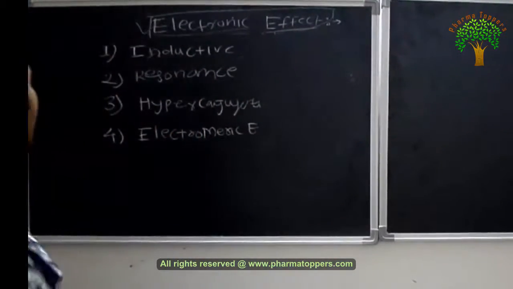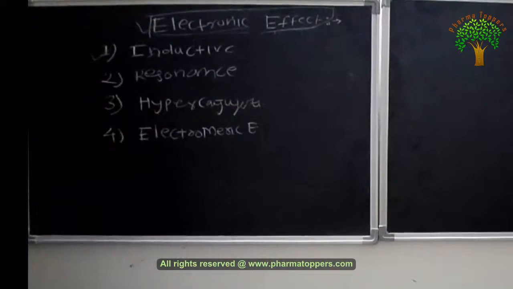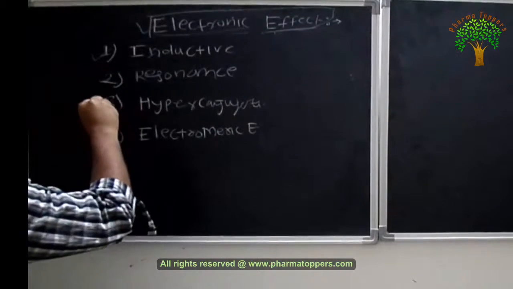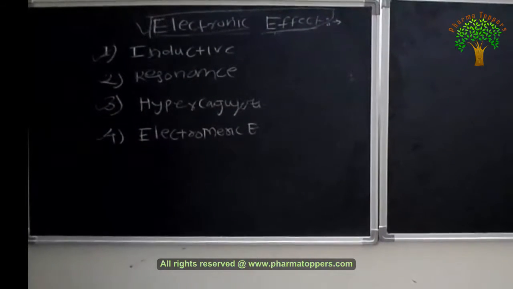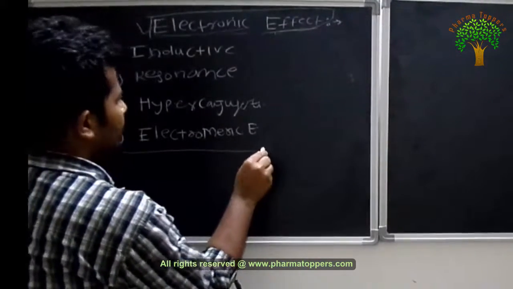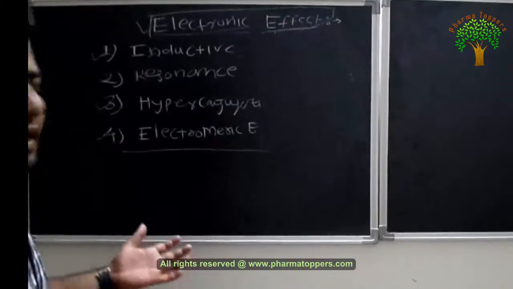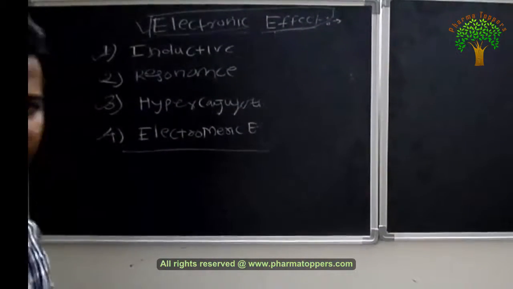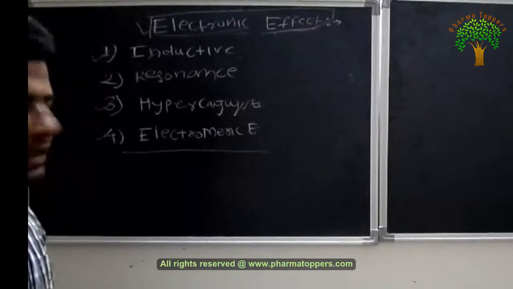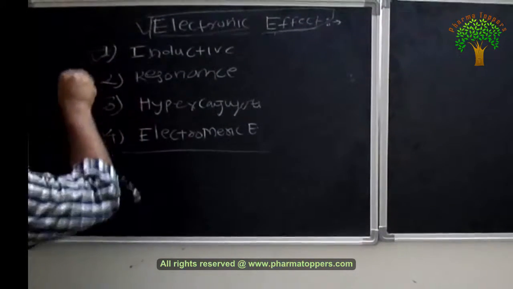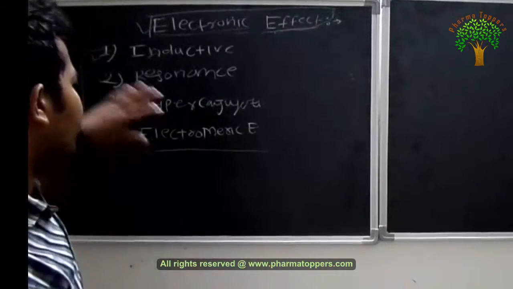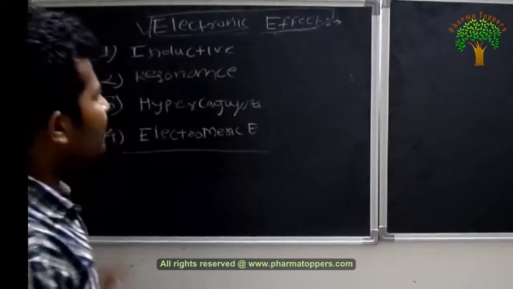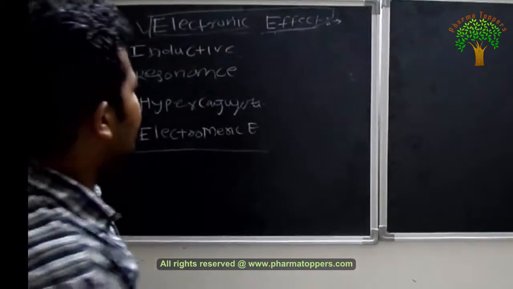this effect, and in this there are mainly four electronic effects. These are the inductive, resonance, hyperconjugation and the electromeric effect. These four effects and their applications are very useful for various examinations like JEE, JIPMER, NEET, any examination. Specifically in case of JIPMER and NEET, they ask a number of questions on organic chemistry based on these effects. First we see what is meant by the electronic effect.